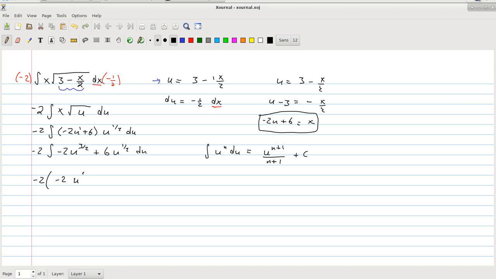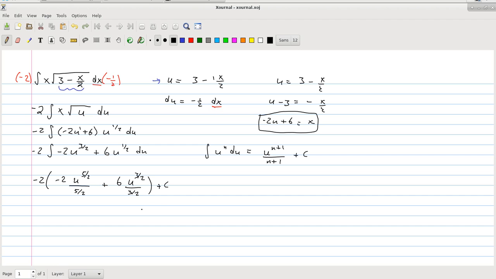We'll increase the power by 1. So if we add 1 to 3/2, we get 5/2. Divide by the new power, so divide by 5/2. And then we proceed into the next term the same way. We'll keep the 6 because it's a constant multiple. The power rule says increase the power by 1, divide by the new power, and then plus c.